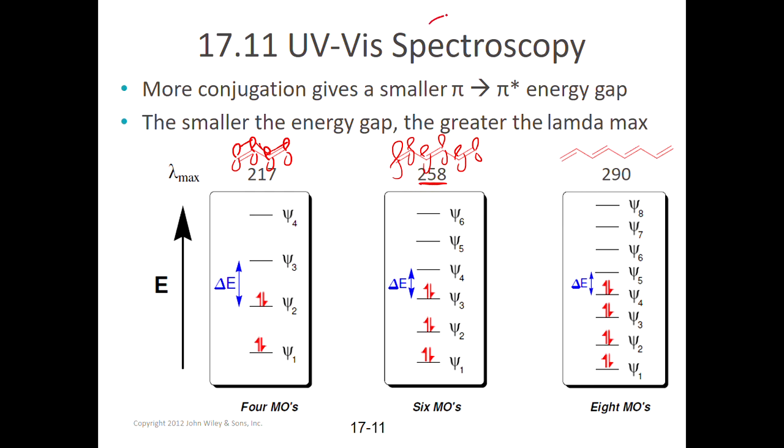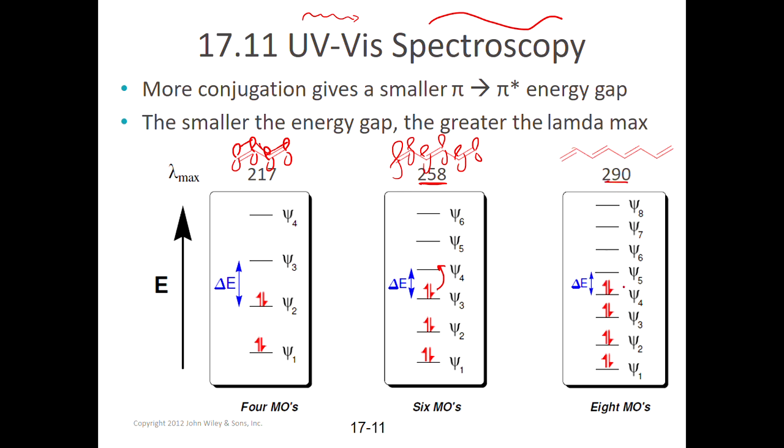Remember, the longer wavelength has less energy than a shorter wavelength because the shorter wavelength carries more packets and has a higher frequency with which the energy hits the sample. So if I have a smaller energy gap, a longer wavelength will be the one that's absorbed to cause that electron to get promoted. And if I extend the conjugation even more, I see an even longer wavelength because the energy gap is even smaller.